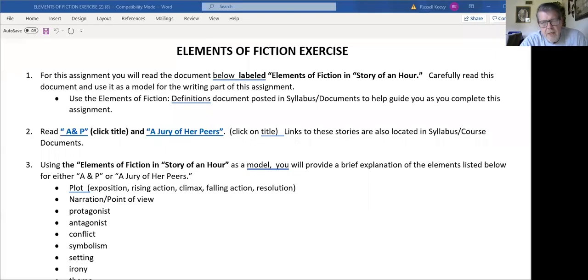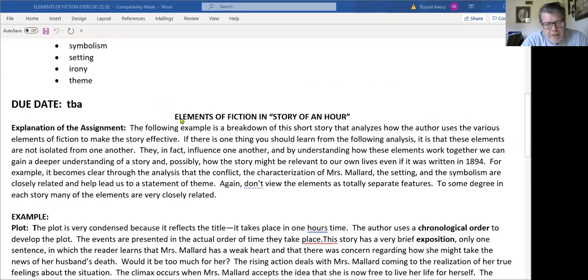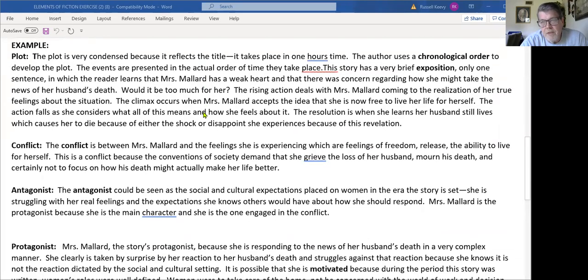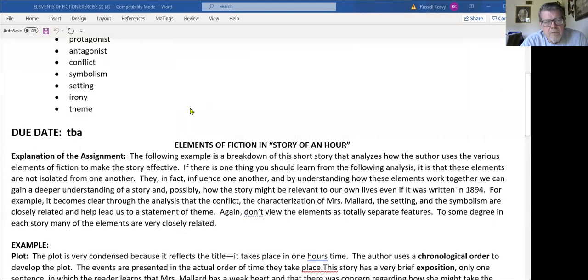Okay, so there's two parts to this. The first is just the actual instructions for the assignment, and the second part is just an example of kind of what I want you to turn in, and we're going to use Story of an Hour as a model.